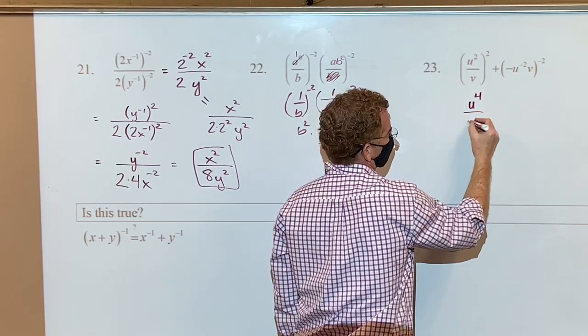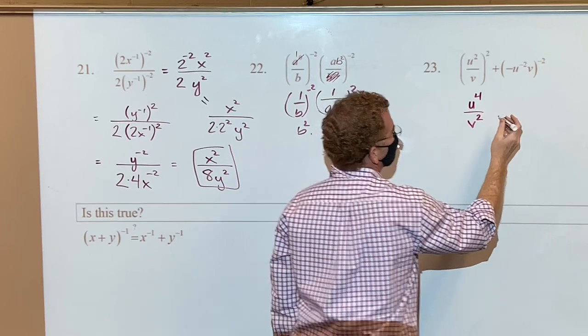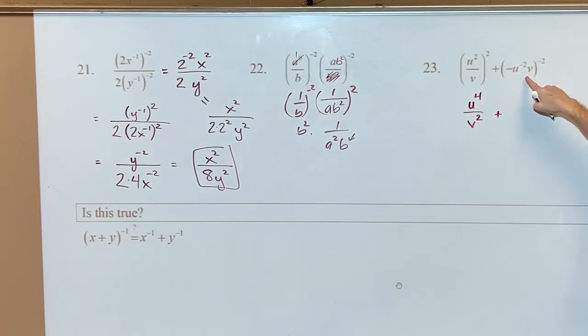U to the fourth over V squared. Now what would you do with this? Is that negative 2 exponent on the U or the negative U? The U. So this part that I'm circling has nothing but multiplication, right? I know there's a minus, but that's not subtraction right now. That's just a negative, that times that.